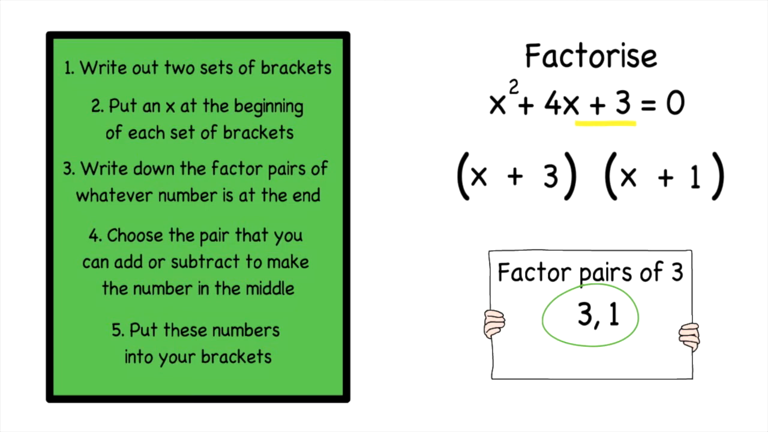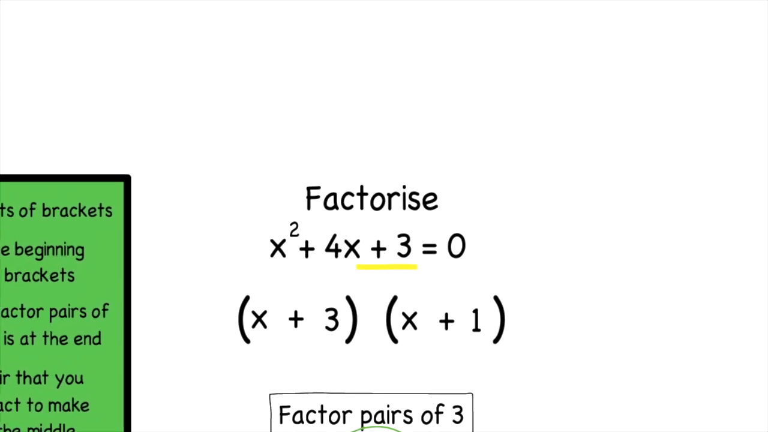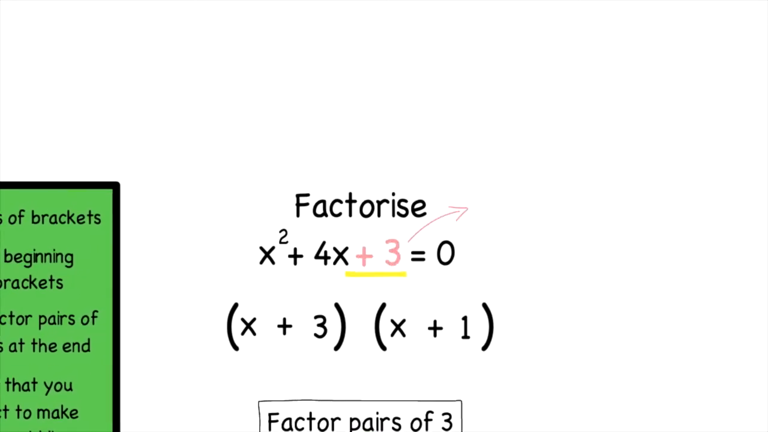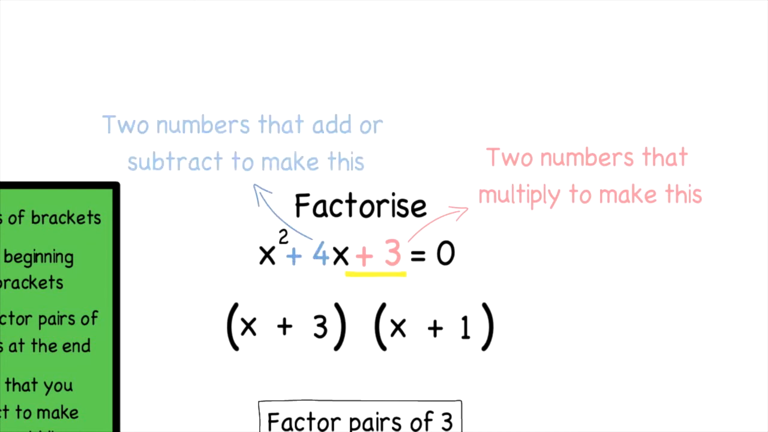In the most common type of quadratic equations, you won't have anything in front of the x squared at the beginning. And if this is the case for your question, it doesn't matter which way round these two numbers go. So to summarise all of those 5 steps, we can just say this. We need two numbers that times together or multiply to get the number at the end, and we need those two numbers to add or subtract to make the number in the middle.